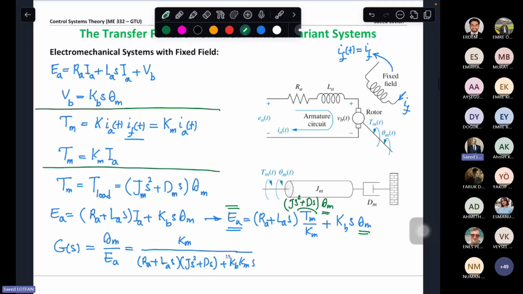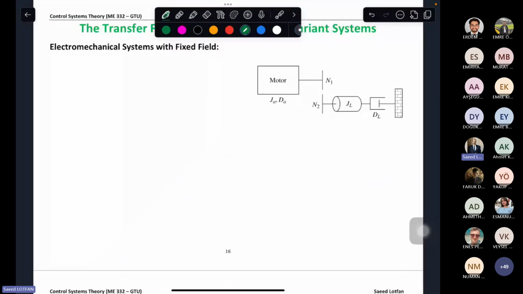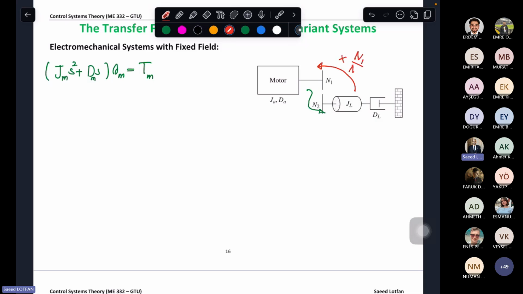Okay, then we want to add something to this. I know that JM S2 plus DM S theta M is equal to T of the load, or T of M. But there might be some systems outside continuing. So what we do is bring everything from here to here. How do we do that? We multiply them by destination to source to the power of 2.